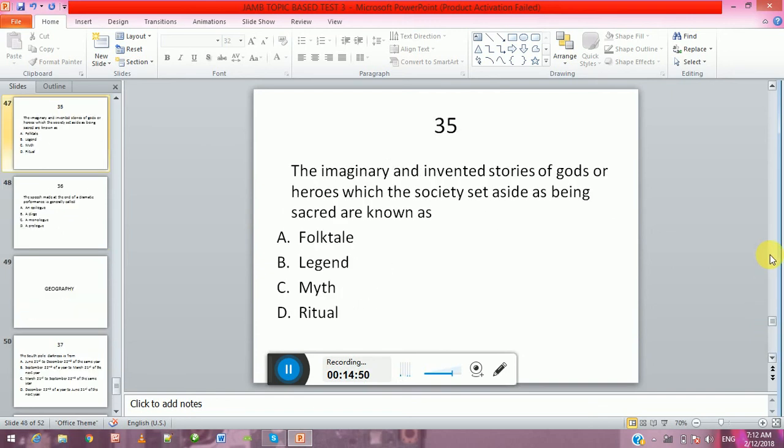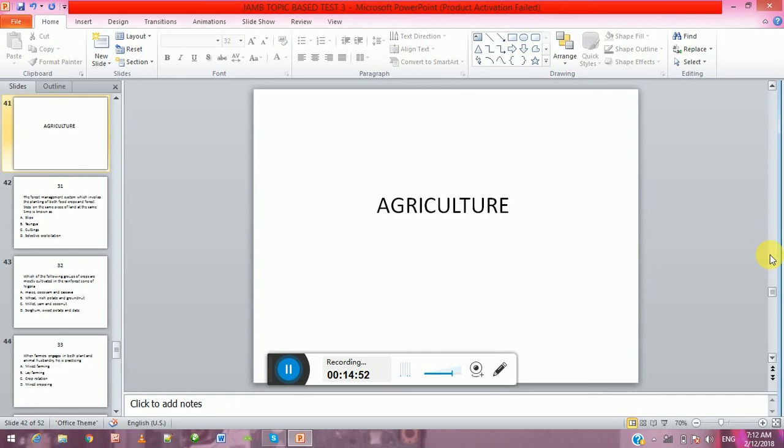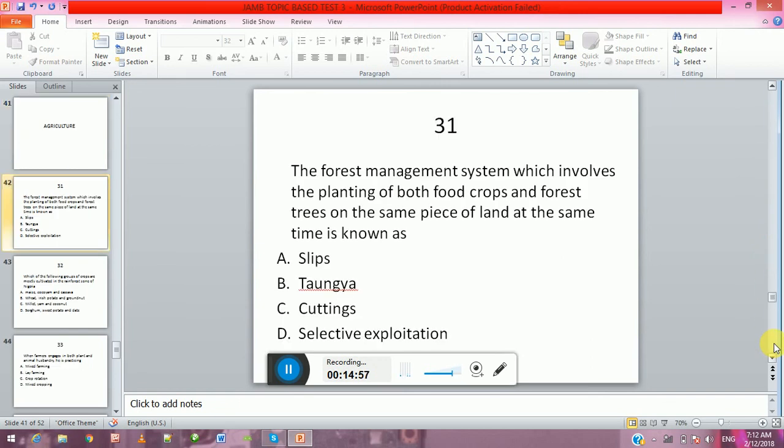Agriculture. The forest management system, which involves the planting of both food crops and forest trees on the same piece of land at the same time, is known as A. Slips, B. Taungya, C. Cuttings, D. Selective exploitation.